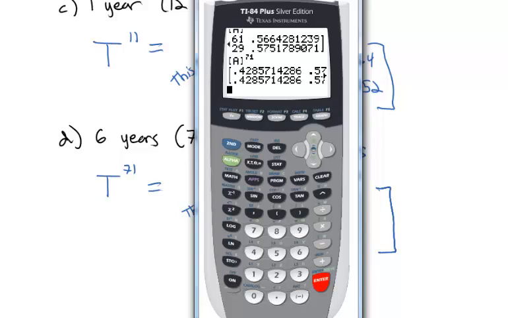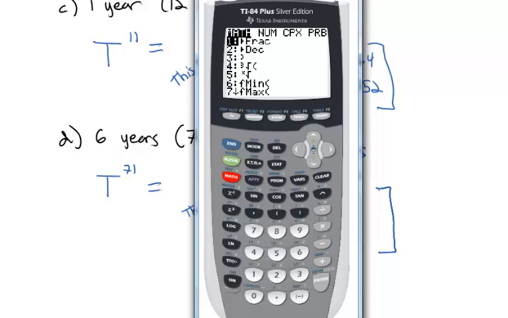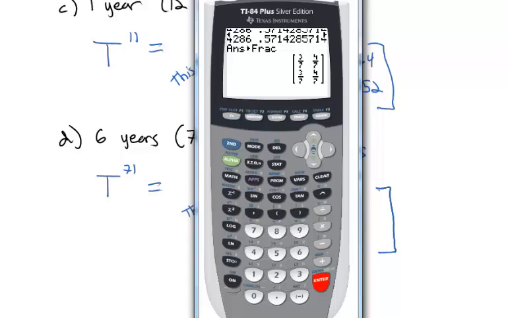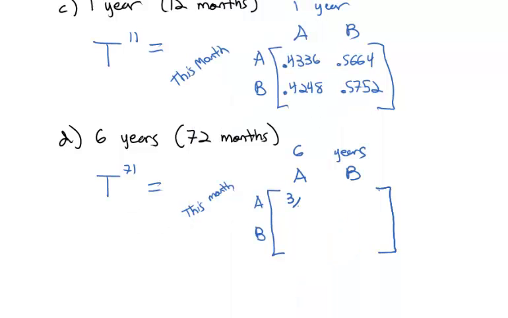Notice when we went all the way to the 71st power after 6 years, the first and second rows are exactly identical. In fact, we can figure out what fraction those identical things are if we hit math and 1 for fraction. It's going to give us those values as fractions, 3/7 and 4/7. And the second row is exactly identical, 3/7 and 4/7.